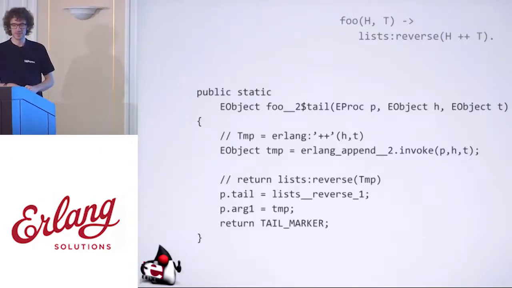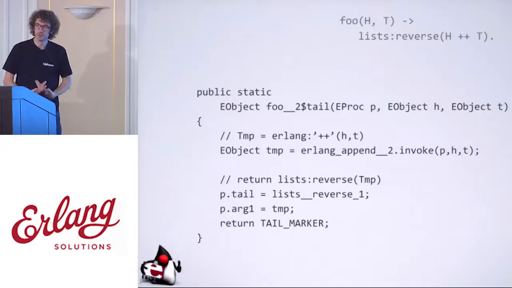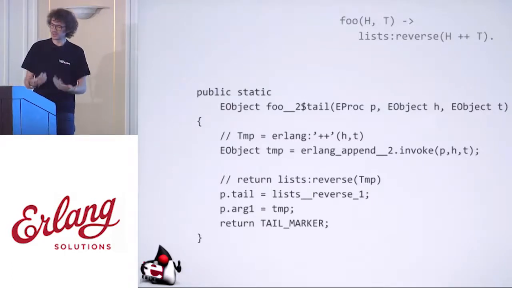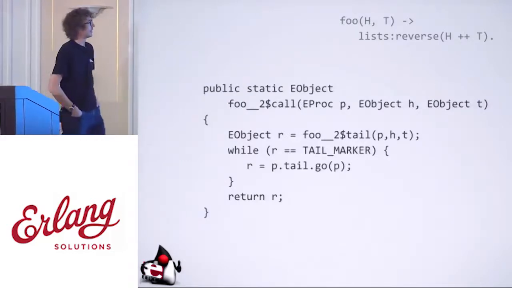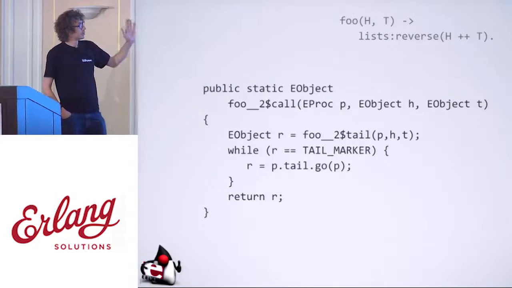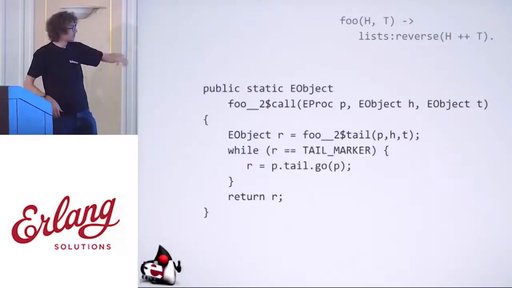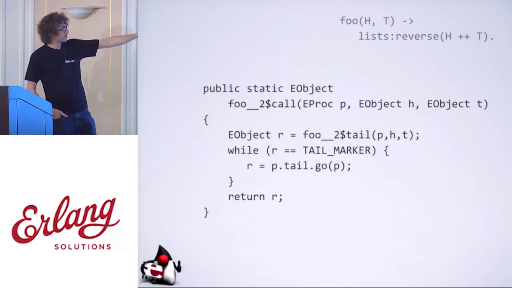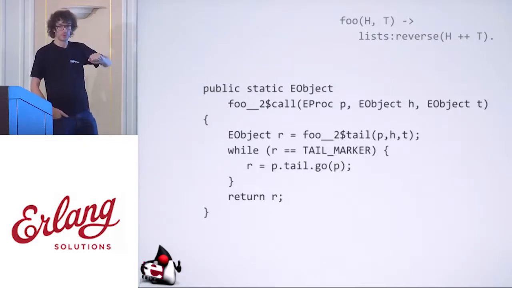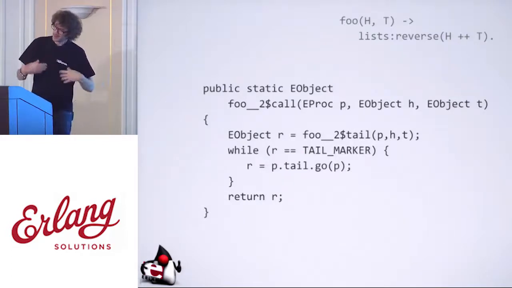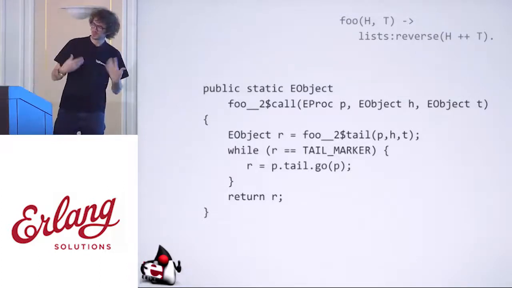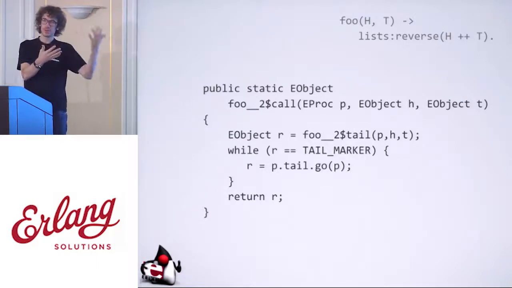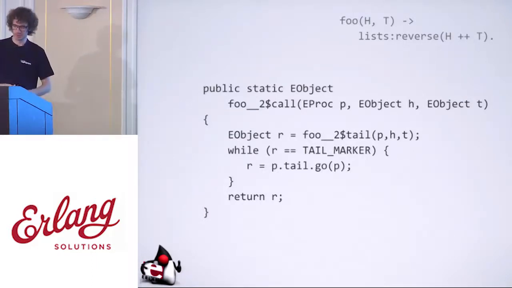So every time you call a function that could be in tail position, you need to call it in a special way. And that particular special way is this. When you do a normal call that's inline, not in tail position, you call the $call version here, which calls the tail version, the one you saw before. And if that returned a tail marker, then we have to iterate on this function object and do one step of the tail recursion. And you just do this all over the place, and it falls out as tail recursion really working well.